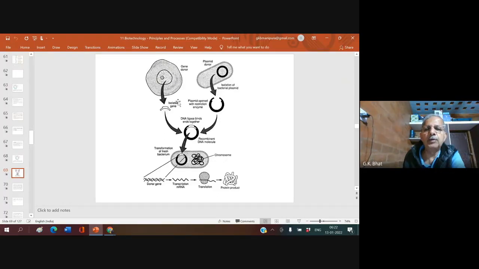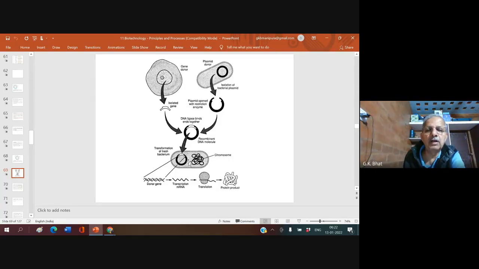And this has to be joined here. So the isolated gene, the gene of interest, the desired or alien gene, gets ligated to this plasmid. What is the enzyme involved in that? The enzyme involved is DNA ligase. After that, this plasmid is introduced into the bacteria.